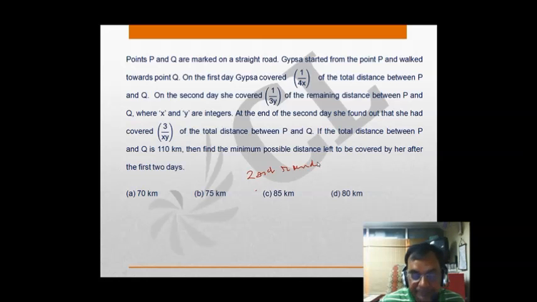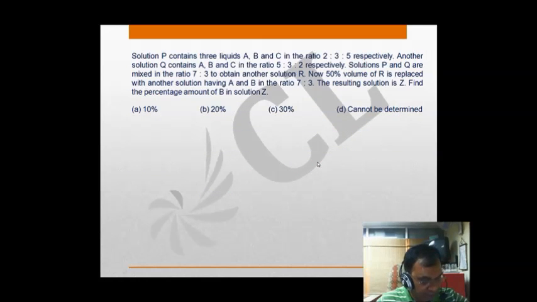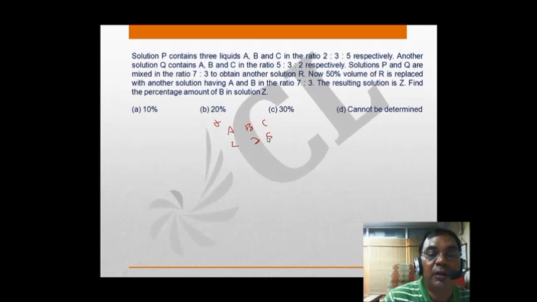Second round. This I will always do because this is a simple case of simple number crunching, another thing I'll always go for, and let's see what can be done. Okay, solution P contains three liquids A, B, C in the ratio 3:2:5. Another container in the ratio 5:3:2. Okay, mixed in the ratio 7:3.